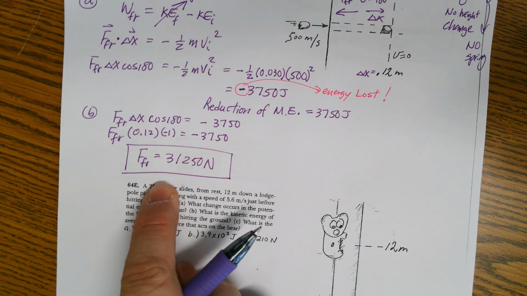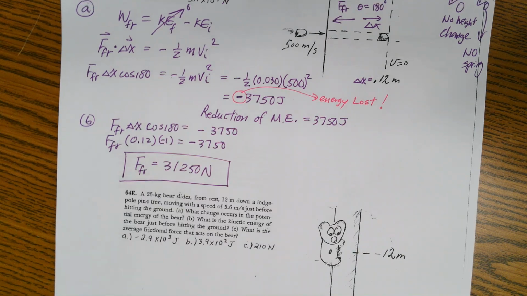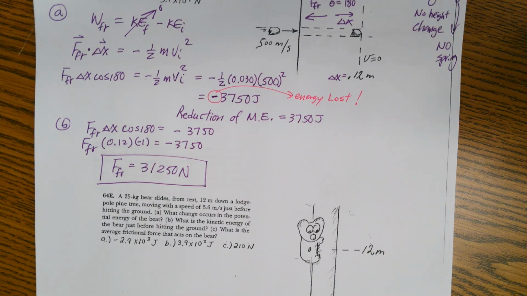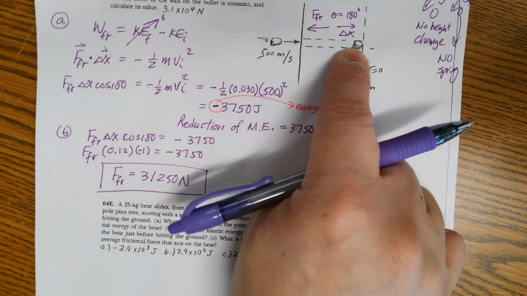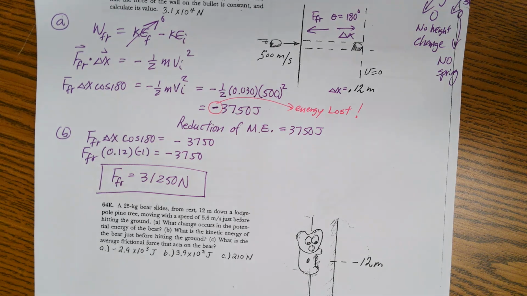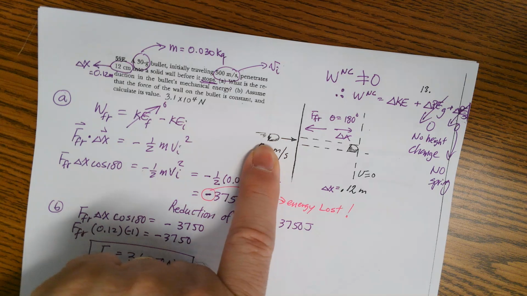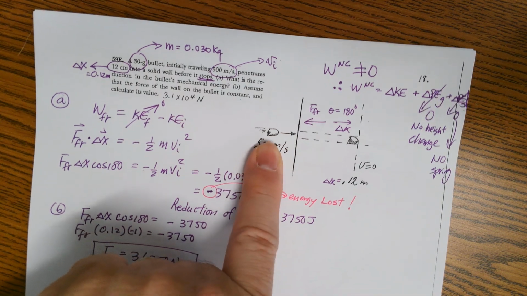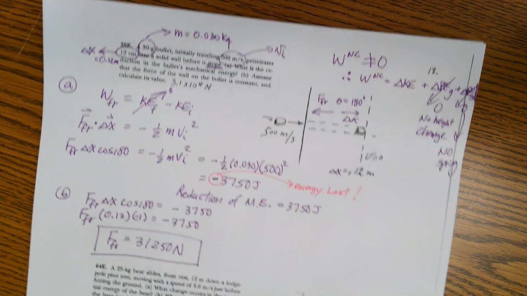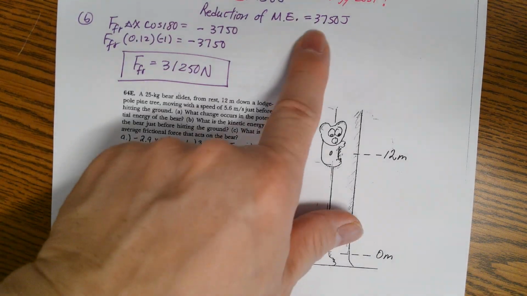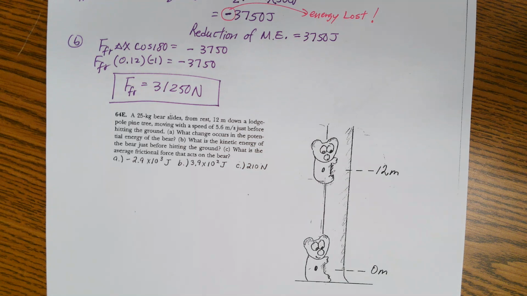This is how much force was applied by the wall to the bullet to stop that bullet from coming in at 500 meters per second. And it takes 0.12 meters to stop it. So if you ever have to design a bulletproof vest, you have to know what kind of bullet you're working with and how fast it travels before it gets hit. And all it has to do is absorb that much energy, right?